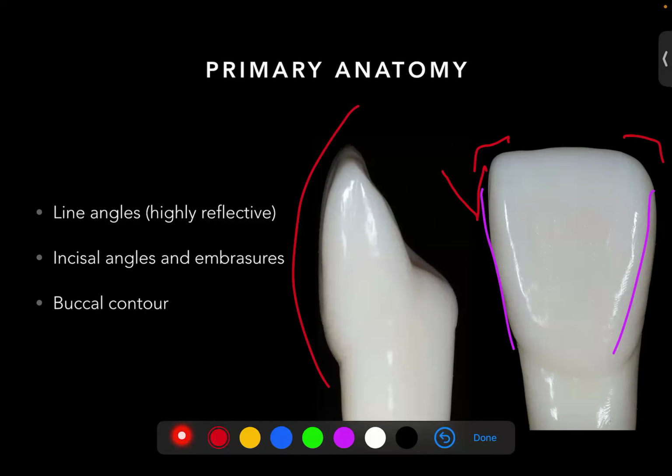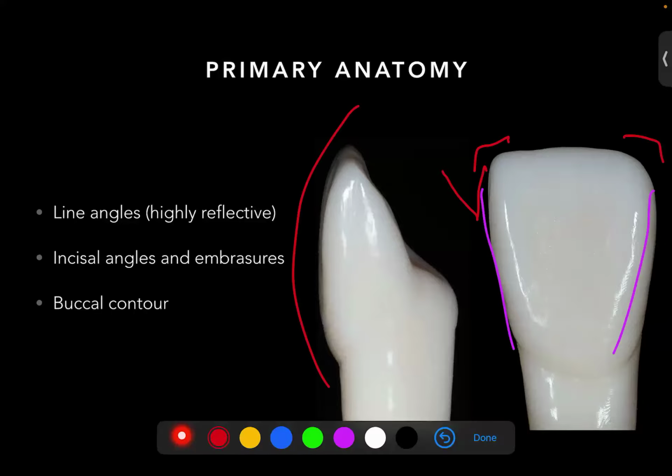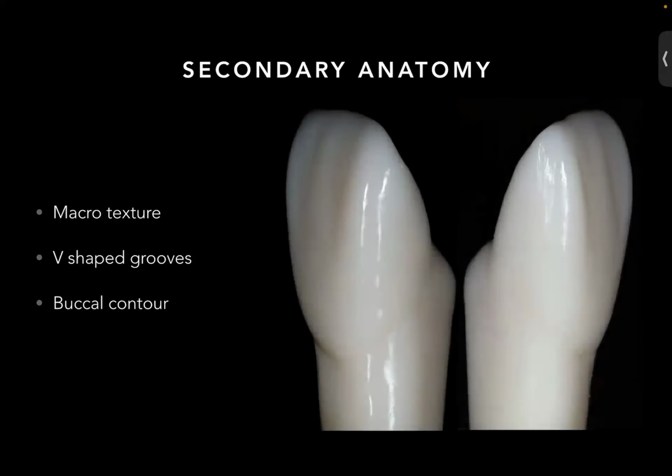Now this is where your first year dental anatomy knowledge comes into place, where your mesial angle has to be kind of acute, and the distal angle has to be a little blunt. Let's understand secondary anatomy. It is basically the macro texture, mainly the V-shaped grooves.